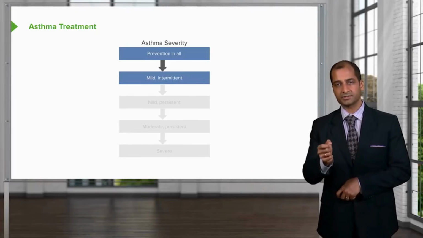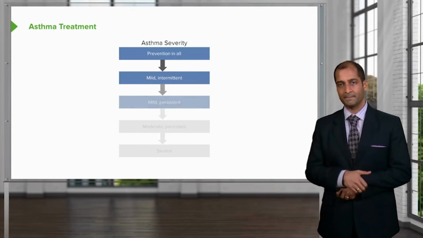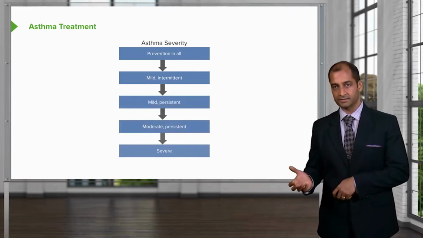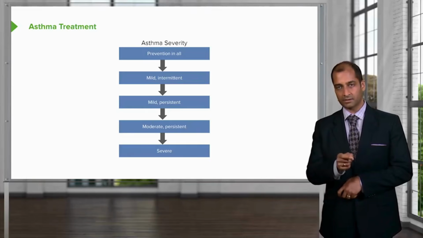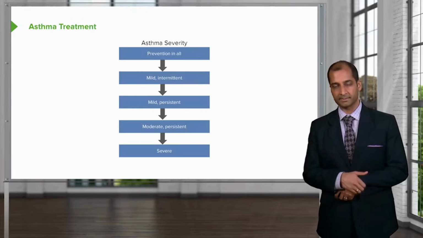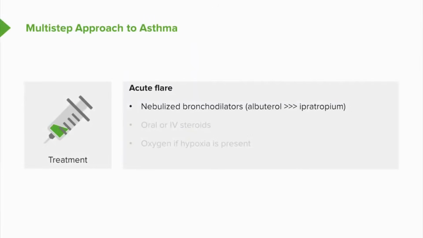Prevention, prevention, prevention. And after this: mild intermittent, mild persistent, moderate persistent, and severe. Remember, when we start getting to severe, and even at night, if there are coughs, that's not a good sign. So you need to make sure that you intervene ASAP. Let's talk about that acute flare.